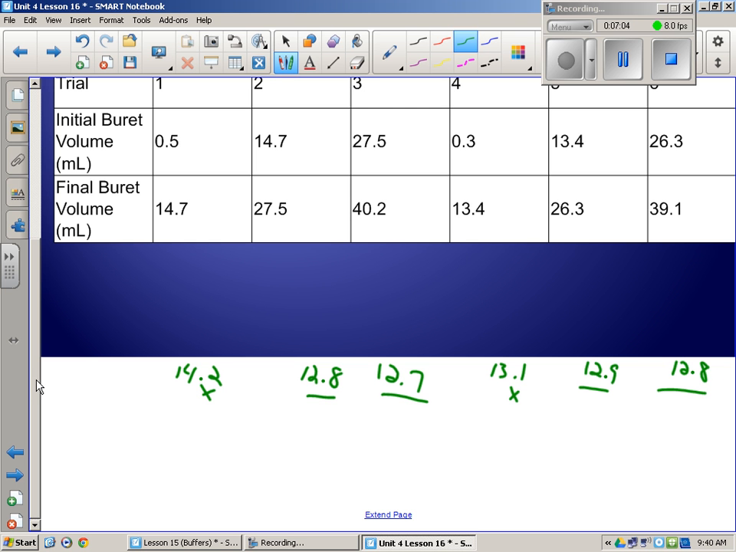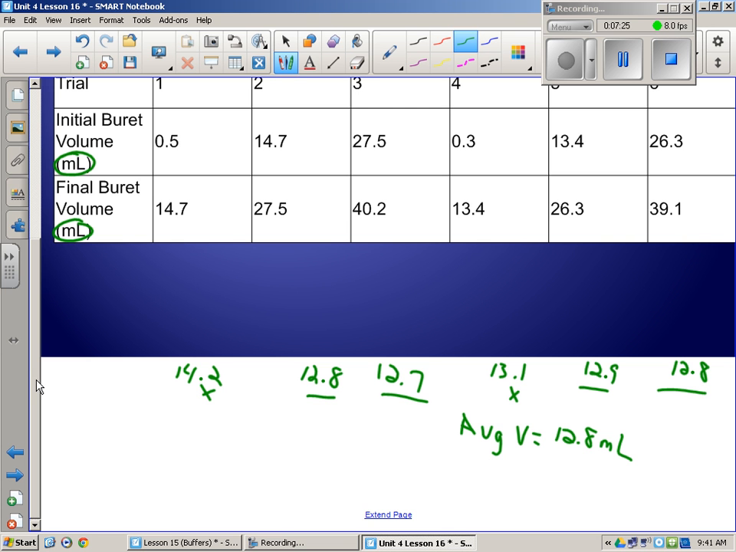Averaging those, what are you going to get here for average volume? I'm going to write this down here. Average volume is what? 12.8? Yeah? And don't forget, obviously, that'll be in milliliters. It will tell you that here. It'll tell you that there. But obviously, 12.8 milliliters in a burette makes sense.